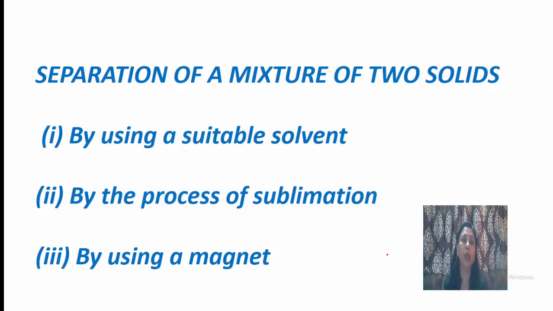Now coming to the separation of a mixture of two solids, that is a solid-solid mixture. There are three techniques that can be used. Number one is by using a suitable solvent. You know what a solvent is? It is a substance which dissolves the solute in it, and it is the substance present in larger quantity in a solution. Second is by the process of sublimation. You know what sublimation is? It is the changing of solid directly to the gaseous state. And third is by using a magnet. Any one of these three techniques we can use to separate a mixture of two solids.